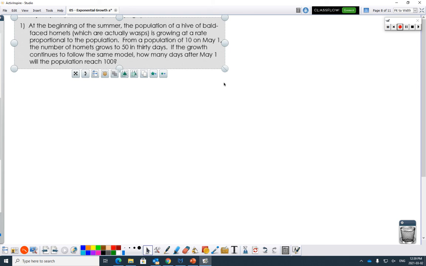At the beginning of the summer, the population of a hive of bald-faced hornets, which are actually wasps, but any population you want to talk about, grows at a rate proportional to the population. Okay, that sentence is important. Growing at a rate proportional to the population. That tells us immediately that we're dealing with an exponential equation. So I can jump ahead and say I'm using y equals y naught e to the kt. It's an exponential growth situation.